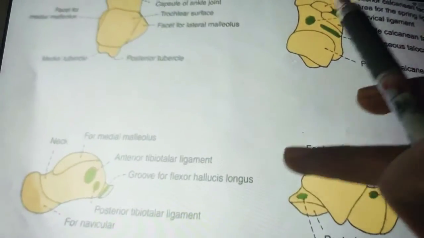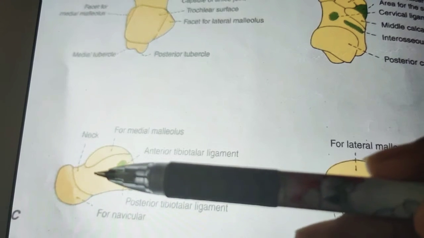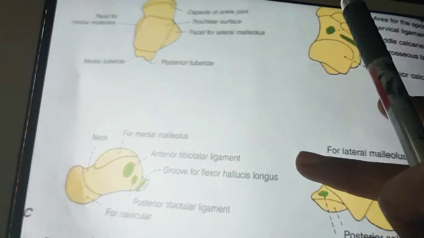Next, coming to the medial part, the medial part of its plantar surface is mainly marked by a deep groove termed the sulcus tali. So the sulcus tali will be on the medial side.